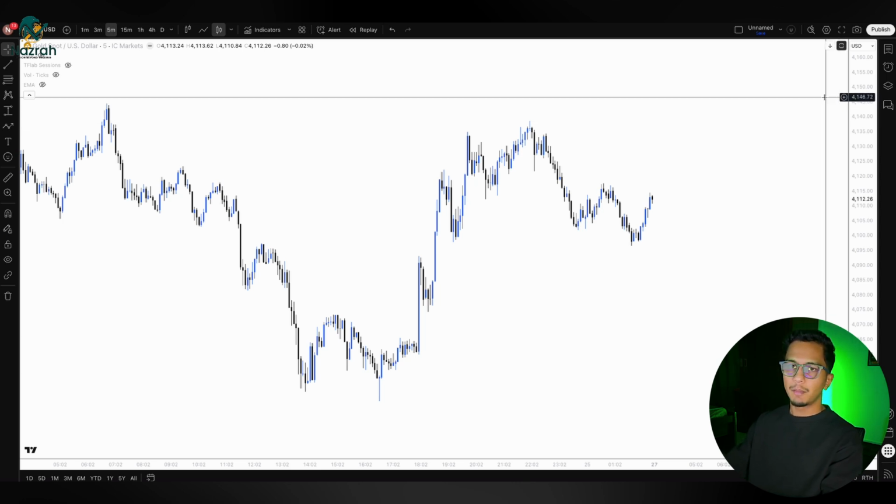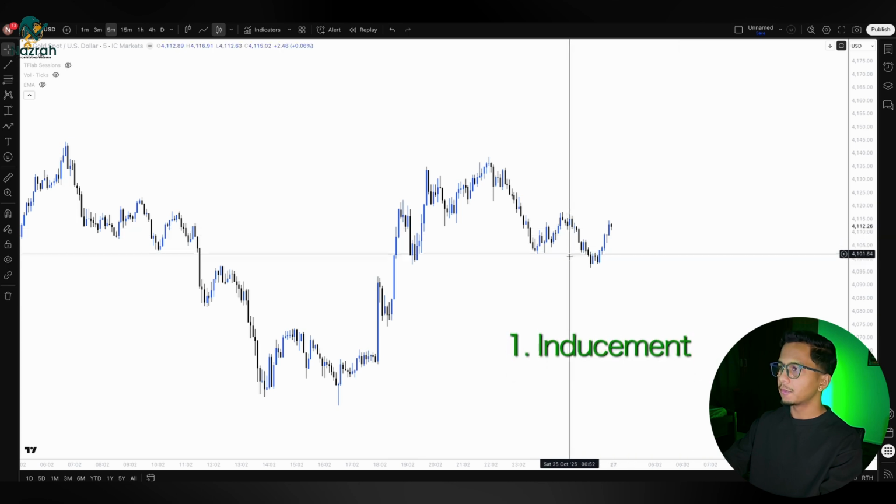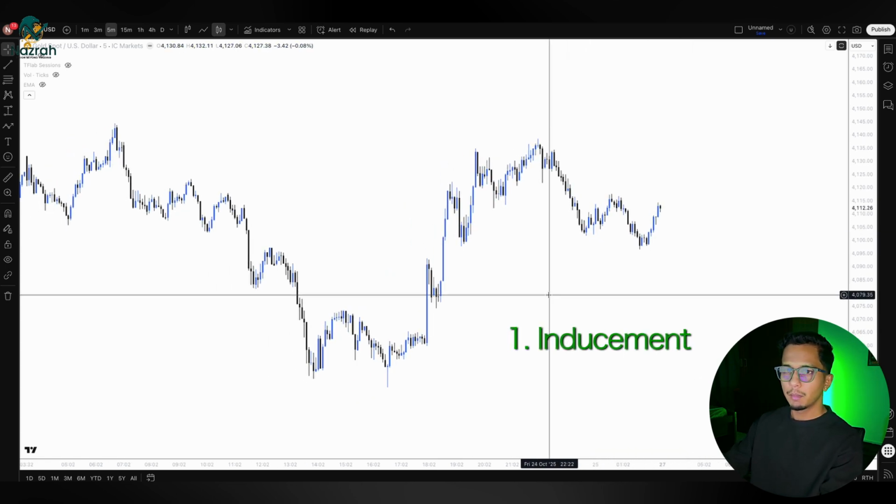Now, once we have our bias set and we understand if you're bullish or bearish, we're going to drop down to the M5 time frame. And in the M5 time frame, we're going to look for two things. The first is an inducement. Now, an inducement is nothing but a small liquidity sweep that triggers traders in the wrong direction before the actual move begins.